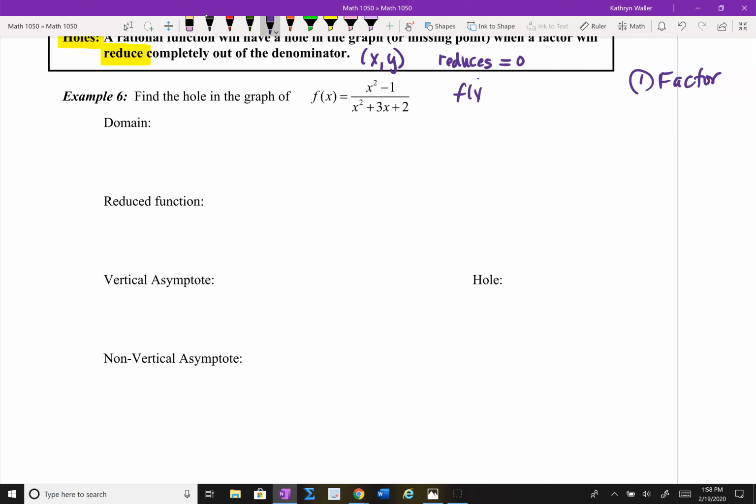So I'm going to take that original graph and write it as x plus 1 times x minus 1 over the bottom goes to an x and an x. The 2 goes to a 2 and a 1. Signs are the same. They're both positive.